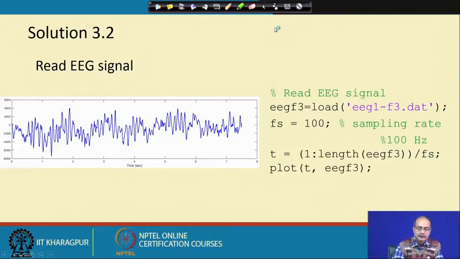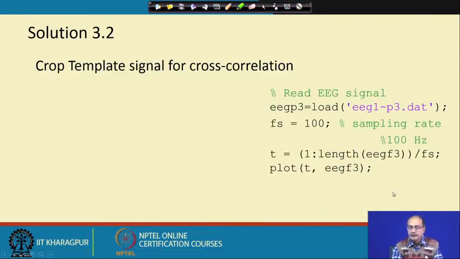So, here is the signal. In some parts we can see that EEG is present, these parts. Okay. So, it is clear that alpha rhythms are there. Next we have to find out a template, and for that we are taking the P3 channel. We again follow the same procedure as for the previous channel, and we plot that signal.